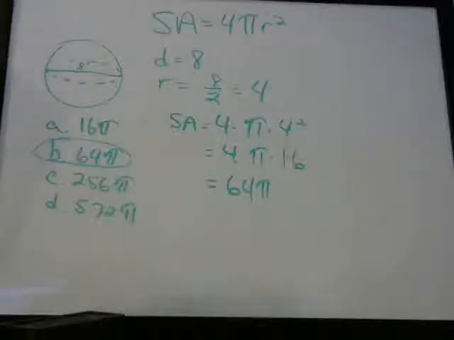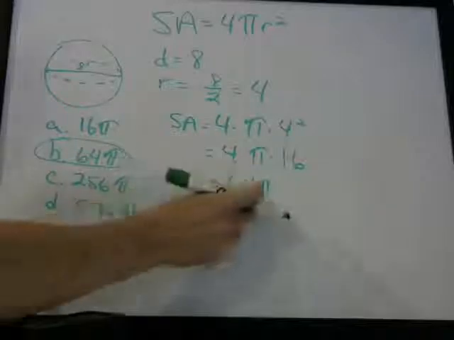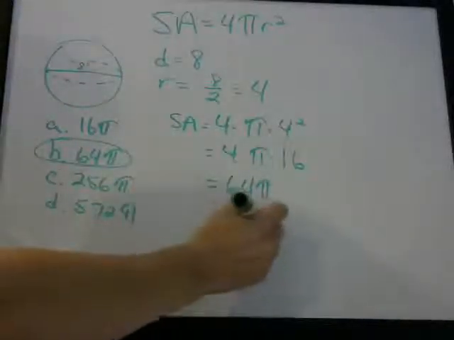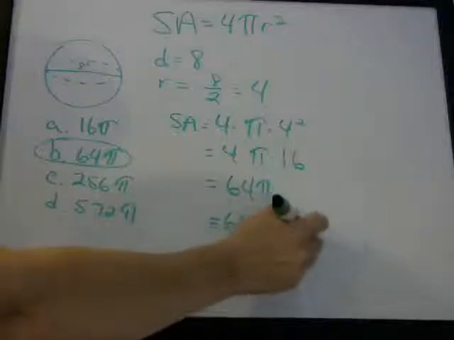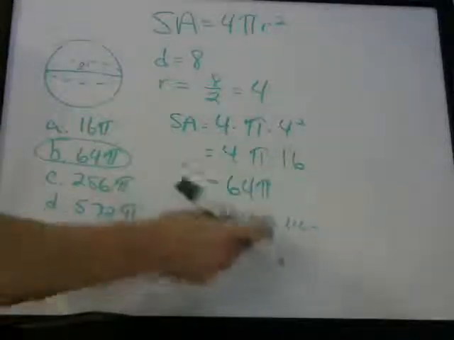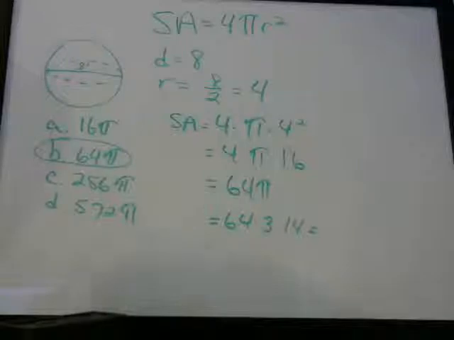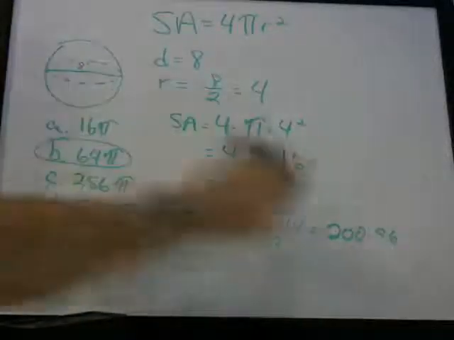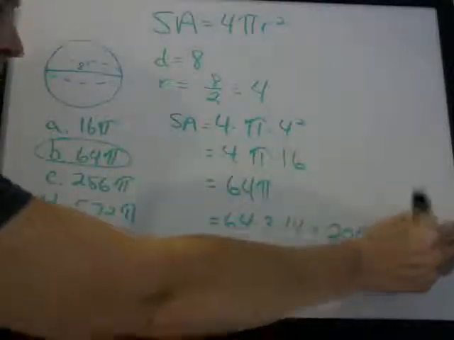If we needed to know the exact number, not leave it in terms of pi, we would simply multiply it out. 64 times 3.14. Because remember, pi is just a number. It's just 3.14. So when you say 64 times pi, it's 64 times 3.14. And you would get 200.96. And it would be feet squared.